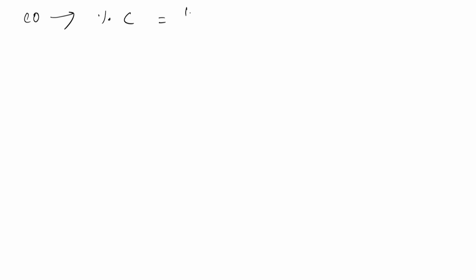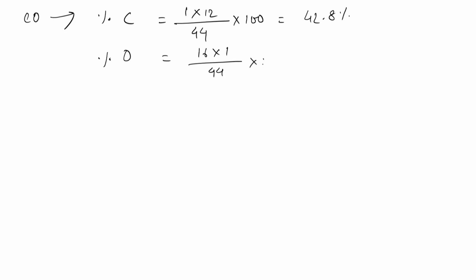Now, similarly, if we calculate with carbon monoxide, then in that case, the percentage of carbon will be 1 into 12 divided by 28 into 100, and the percentage of oxygen will be 16 into 1 by 28 into 100. This will be 42.8% and 57.1% respectively. So, we have studied the percentage composition and we have done some simple examples.